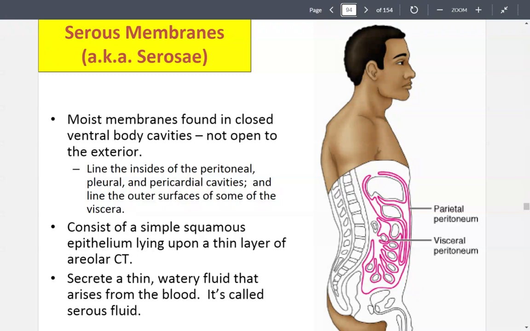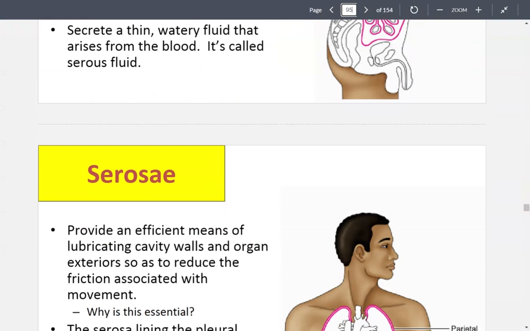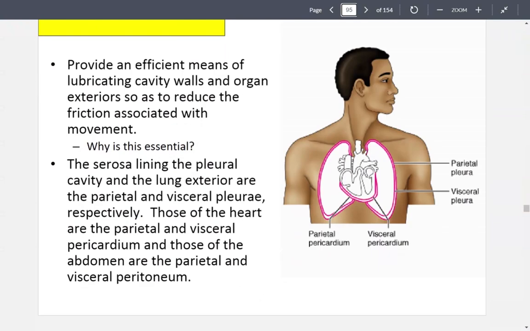This is a simple squamous epithelial layer upon a thin layer of areolar connective tissue, and it secretes a thin, watery fluid that arises from blood. This fluid is known as serous fluid, and it's a lubricant. It's an efficient means of lubricating cavity walls and organs to reduce friction. Why do we want to reduce friction? Friction generates heat. Friction creates inflammation.